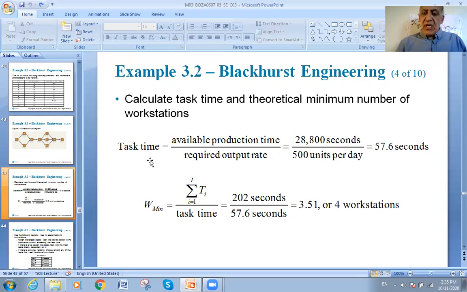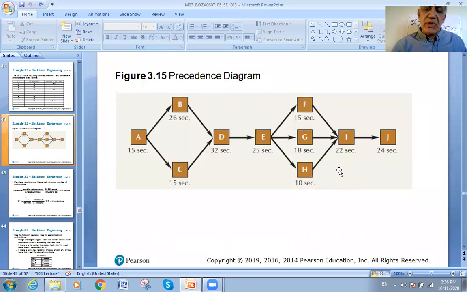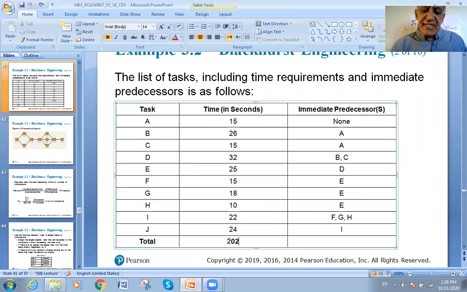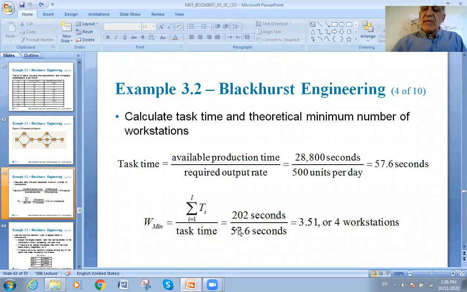Okay. If I have a task time of 57.6 and the total work will take 202 seconds, from where I collected all this: 15 seconds, 26 seconds, 15 seconds, plus 25 seconds, plus 15 seconds, plus 18 seconds, plus 10 seconds, plus 22 seconds, plus 24 seconds. Those all will come to, and you can also get it from the sum here, it's the same number. It's 202 when you collect it. So this is the only number which you will not have in the example. The other numbers, you will all have.